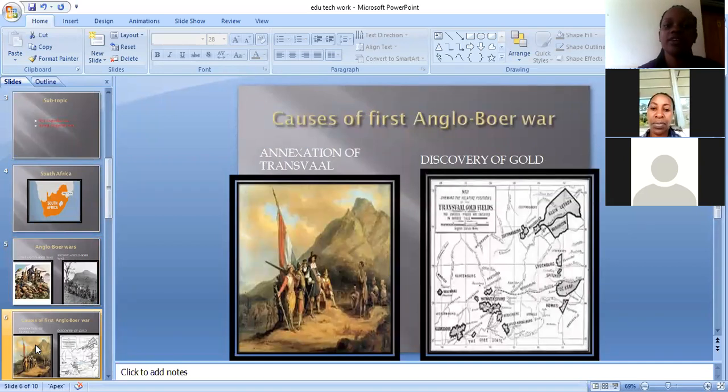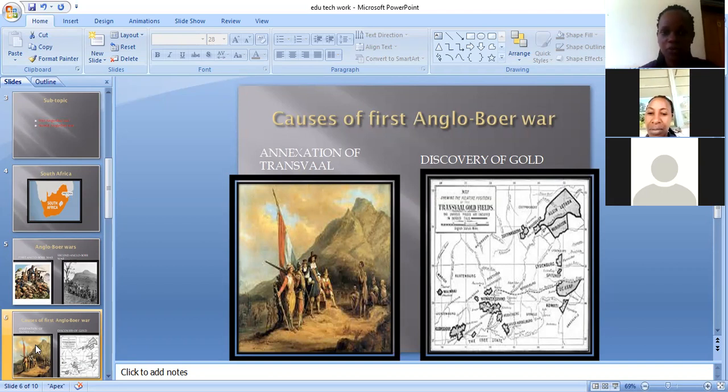And as you can see on the screen, I've gone to the causes of the first Anglo-Boer War in South Africa. First, it is the annexation of Transvaal. And second, the discovery of gold. So on the first point, the annexation of Transvaal, we can see the diagram there.